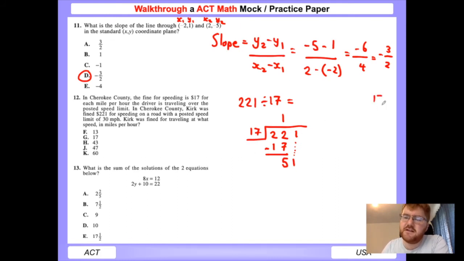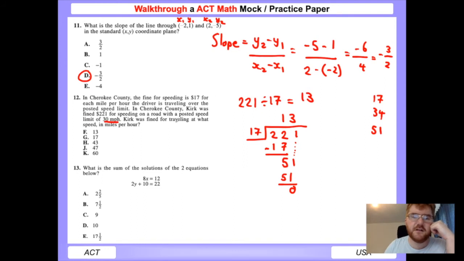Well, you can always write out your times table in the exam. But yeah, it's going to be 3 times here. 17 times 3 is 51. And notice there's no remainder, which is good. There shouldn't be. So we then know that Kirk was travelling 13 miles per hour over the speed limit. The speed limit was 30, so the answer isn't 30 or 13, but we need to add the 13 to 30 to work out how fast Kirk was travelling, which then gives us 43, like so.